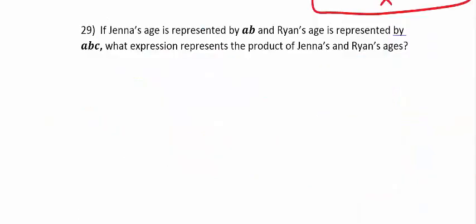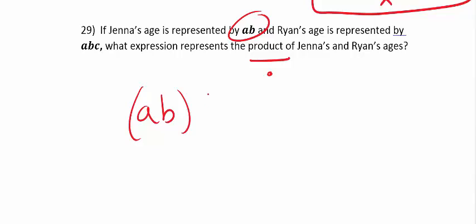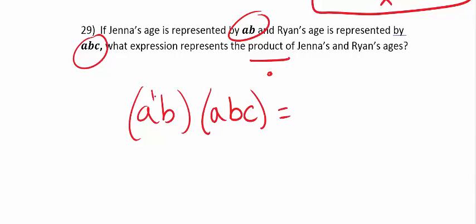If Jenna's age is represented by a times b and Ryan's age is represented by a times b times c, what expression represents the product of Jenna's and Ryan's ages? Well, product means times, so we're going to take this expression a times b and multiply it by the expression a times b times c. Well, the powers on all of these are 1. So we go ahead and add the powers and we get a squared, b squared, c.